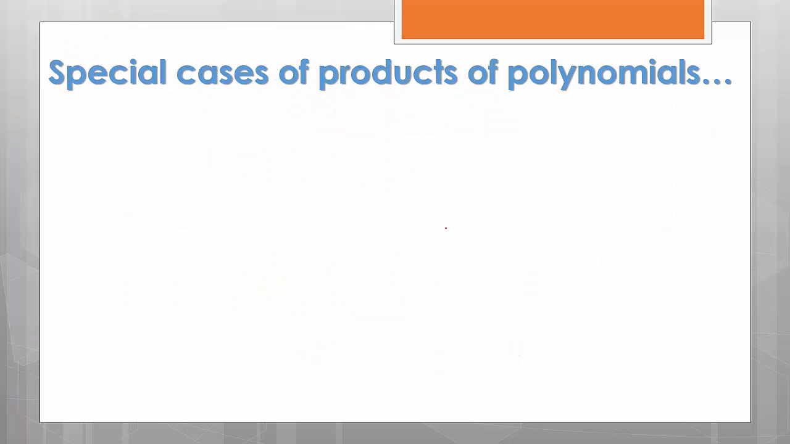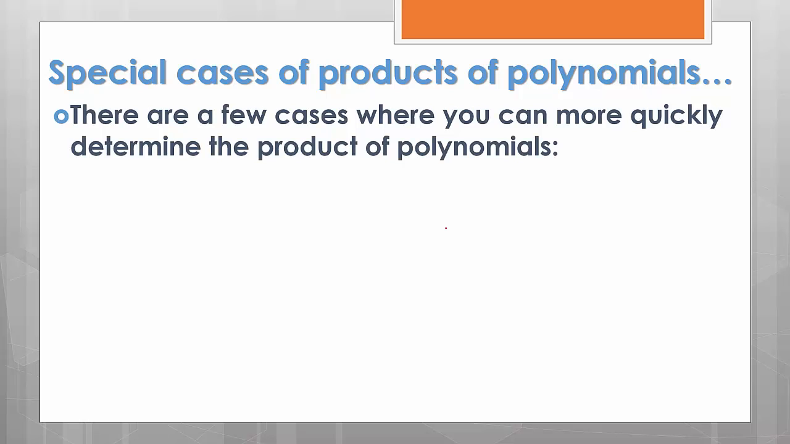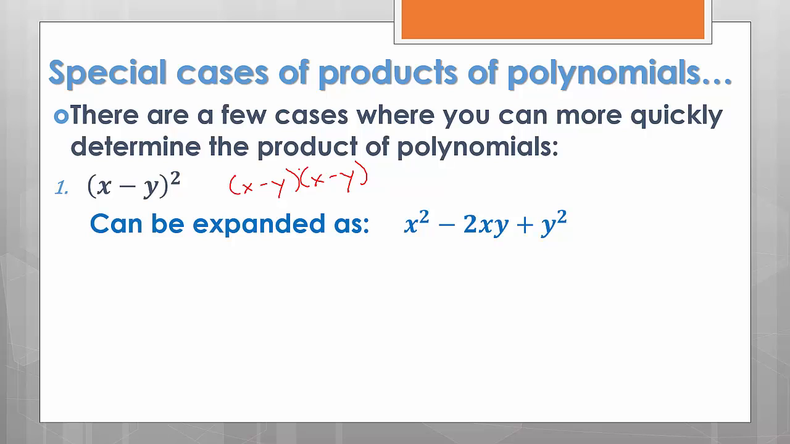Now we have some special cases of products of polynomials where you can determine it a lot quicker. Like if you have (x minus y) squared, which essentially breaks down to (x minus y) times (x minus y). But instead of writing that all out and doing FOIL on that, we just expand it as x squared minus 2xy plus y squared. Because when you multiply these two, you'll get x squared. The two negatives will cancel out to give you the y squared. And then you'll have a negative xy and a negative xy. And when you put those two together, you get negative 2xy. Okay?